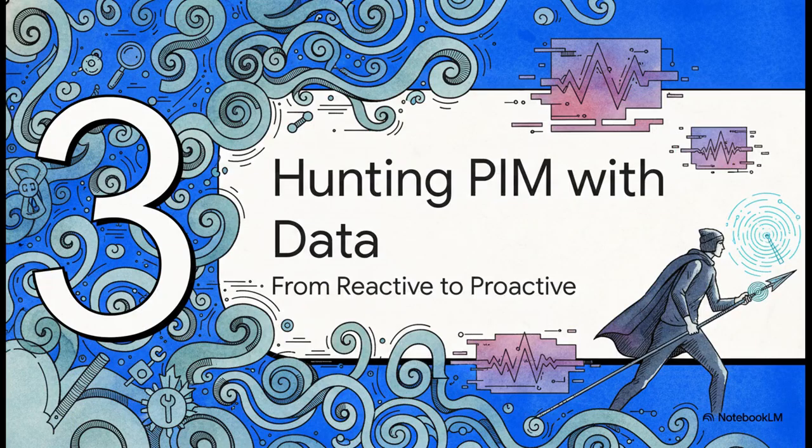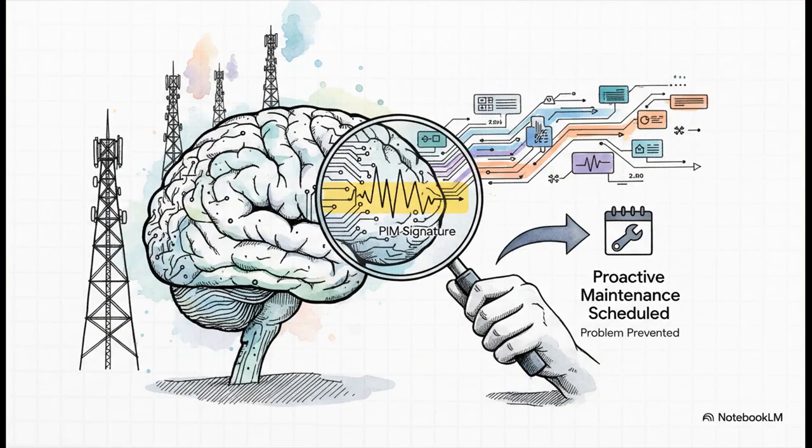Now that we have the tools, let's talk about strategy. This is about changing our entire mindset. The ultimate goal here is to shift from being a reactive PIM fixer to becoming a proactive PIM hunter. And we're going to use the network's own data to get ahead of the problems. I mean, think about it. Your network management system is constantly collecting mountains of performance data. If you know what to look for, metrics like uplink noise rise, you can spot the signature of a PIM problem developing on a site. This lets you schedule a fix before the first customer even thinks about complaining.